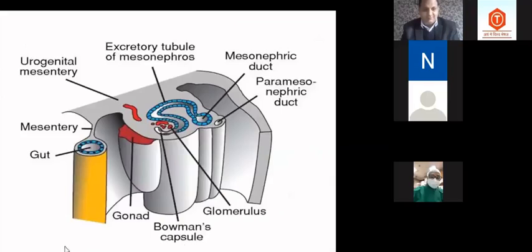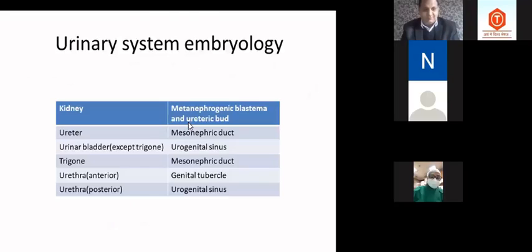So in this diagram, we can see this is our gut, which develops from the endoderm, the dorsal mesentery, the gonadal ridge, and here the mesonephric duct and paramesonephric duct. From the mesonephric duct, most of it will participate in the formation of the kidney system.